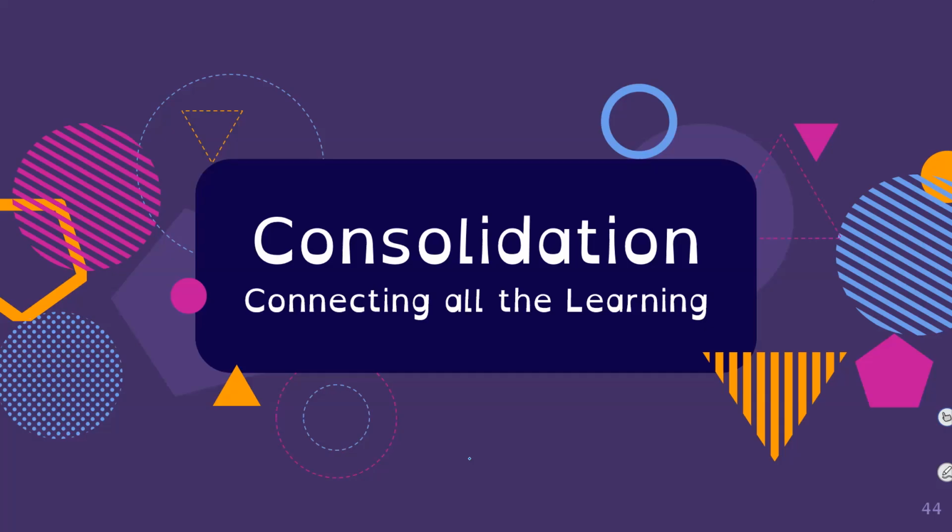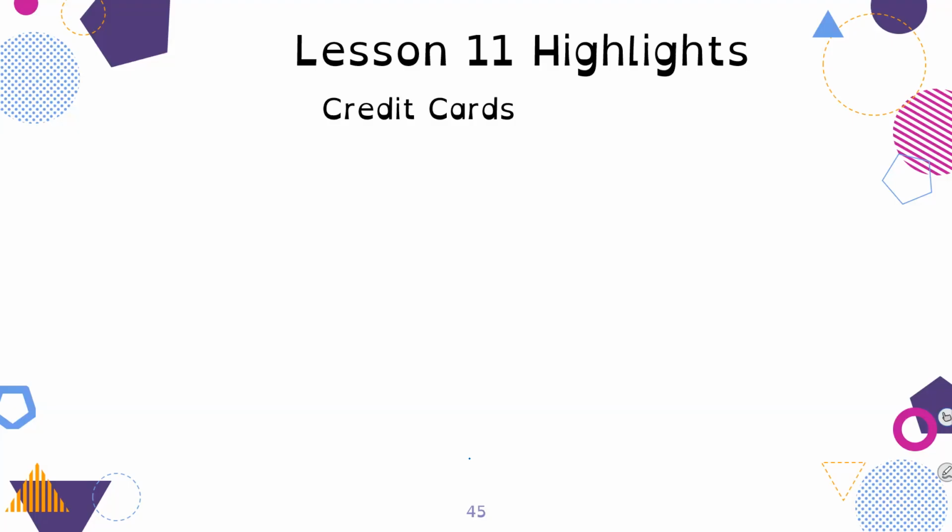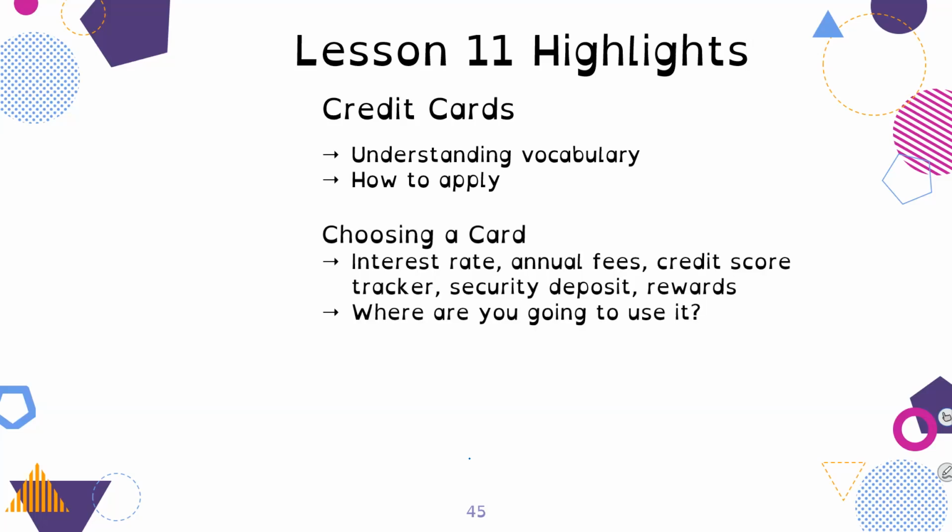All right, let's consolidate what we learned today. We've learned a lot. So this has been lesson 11, credit cards. First, we wanted to make sure that we understood the vocabulary and how to actually apply for a credit card. That is all an important initial thing to know. Then we talked about choosing a credit card. So understanding interest rates, annual fees, credit score tracker, security deposits, rewards, considering all of those things when you're choosing a card. And then also thinking about where you're actually going to use that card and how that might affect what card you might want to choose.